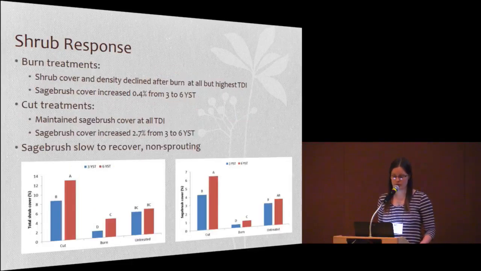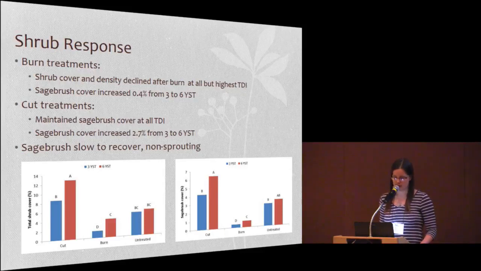So for our treatments, we saw, obviously after our burn treatments, a decline in sagebrush cover and density at all but the very highest TDI, which is because at high TDI we had already lost most of our shrubs. Our cut treatments were able to maintain our shrub cover across TDI, and they also saw a greater increase in sagebrush cover from year 3 to 6 following treatment, increasing 2.7%.